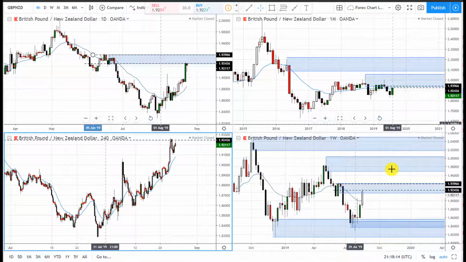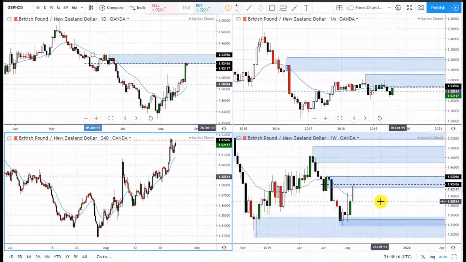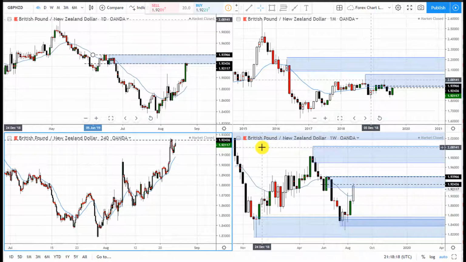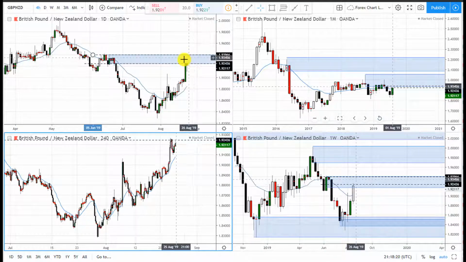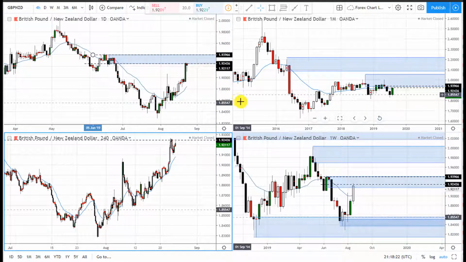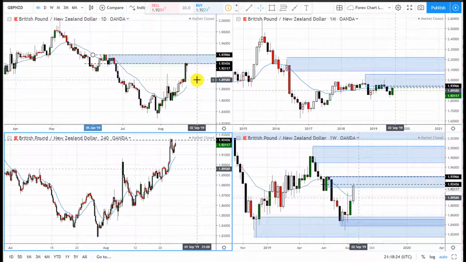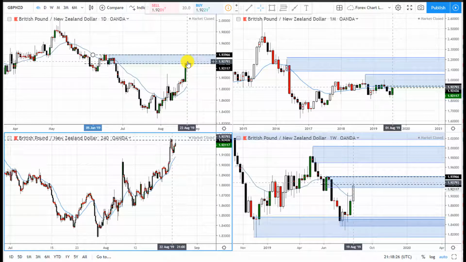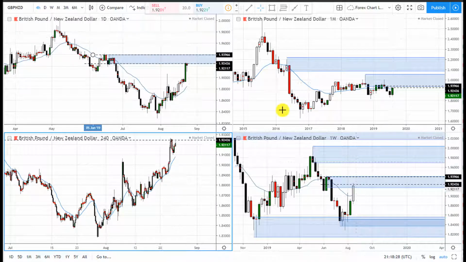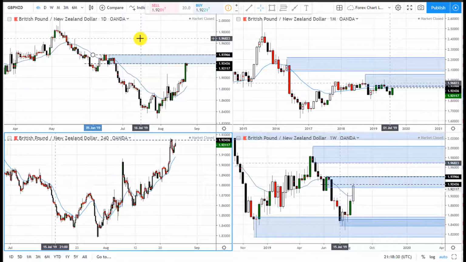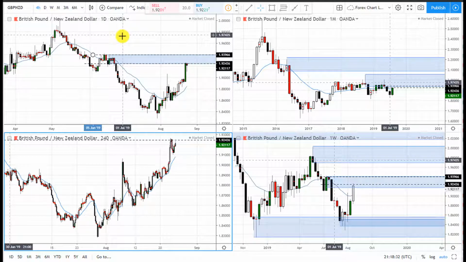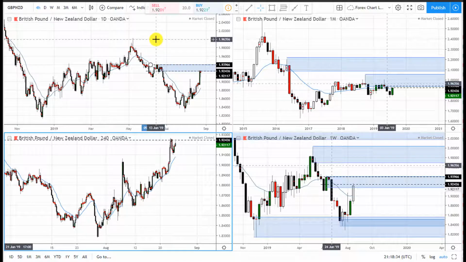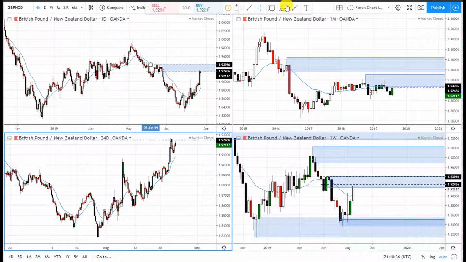Okay, so if price breaks through this zone, we can think about shorting up here, which should be the same as up here. Yeah, well, let's take a look.